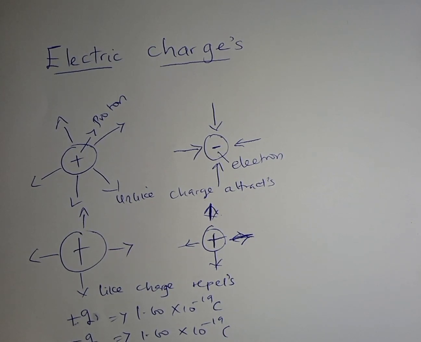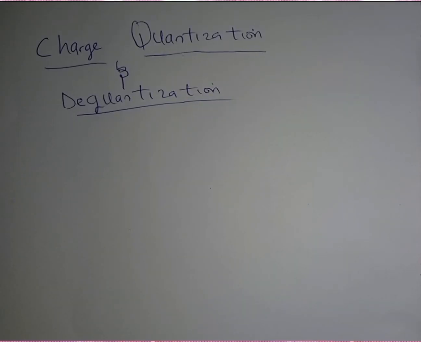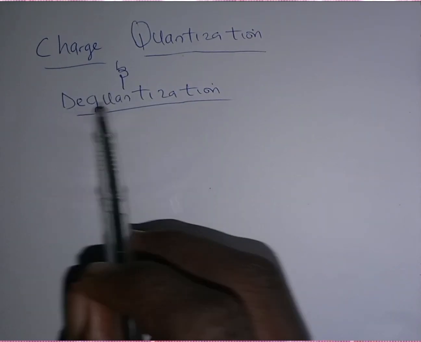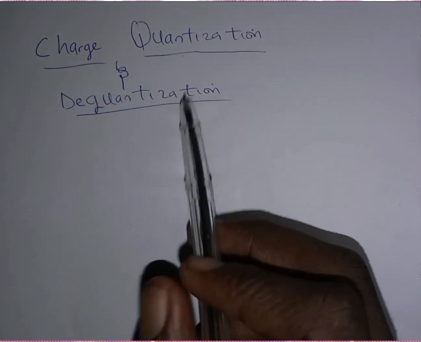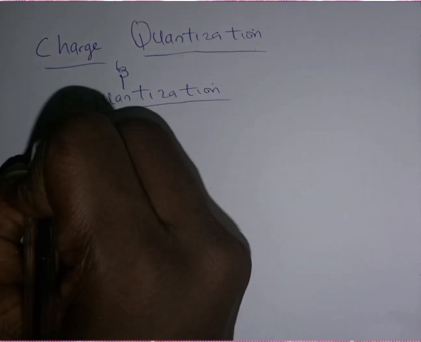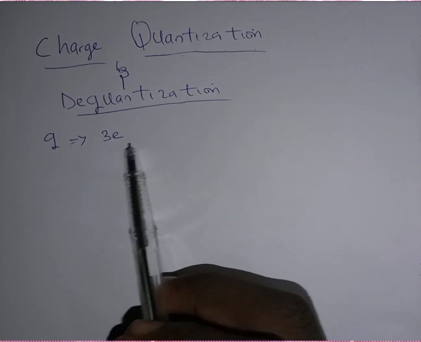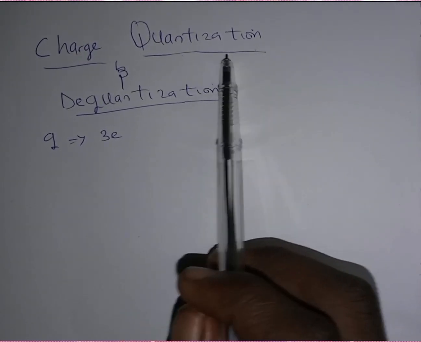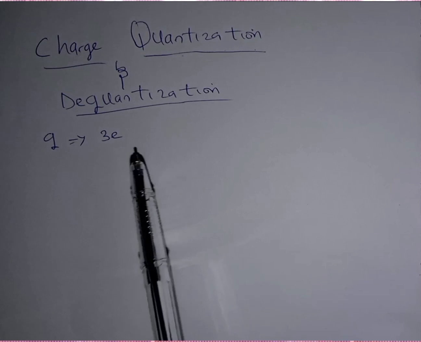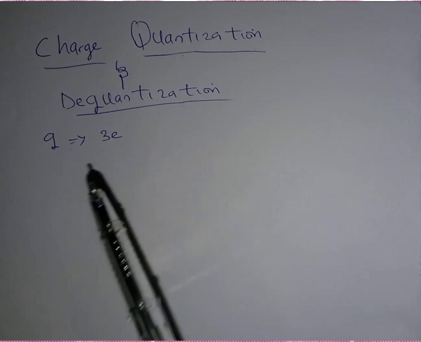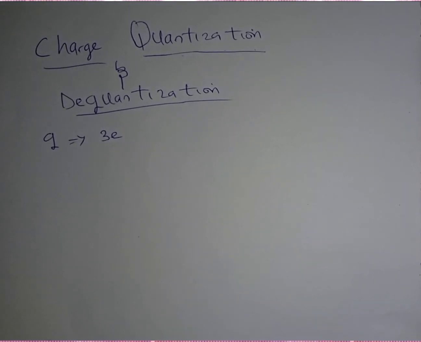Please take note of this very well. Now for charge quantization, which is what I'm taking you through next. Let's say we have a charge Q that is 3 electrons. For me to quantize this charge, I have to convert it to coulomb. When you convert electrons to coulomb, you have quantized the charge. We call that charge quantization.